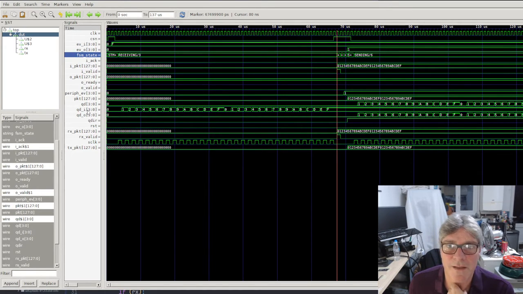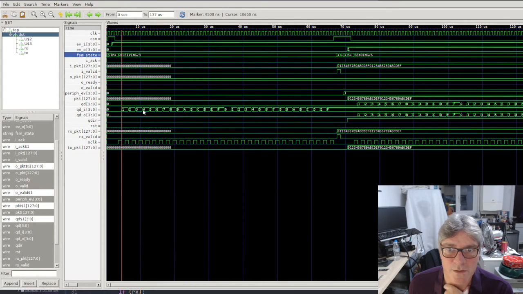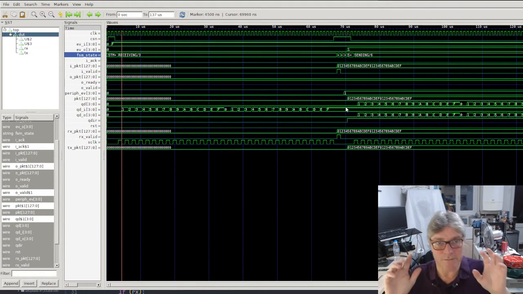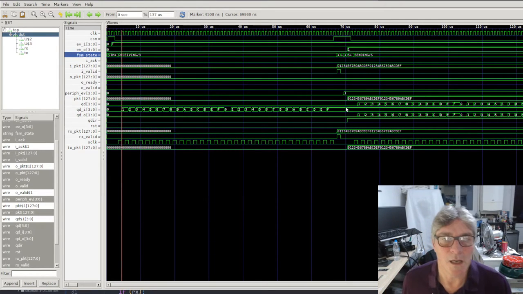If we look down here at the input data from the quad SPI data bus, we see numerically what's being sent. The value 0 is sent first, then 1, 2, 3, 4, 5, 6, all the way up to F. And then that same thing is repeated. So we have 32 nibbles of data. Because if you remember, I said at the beginning, we're working on a single data rate.